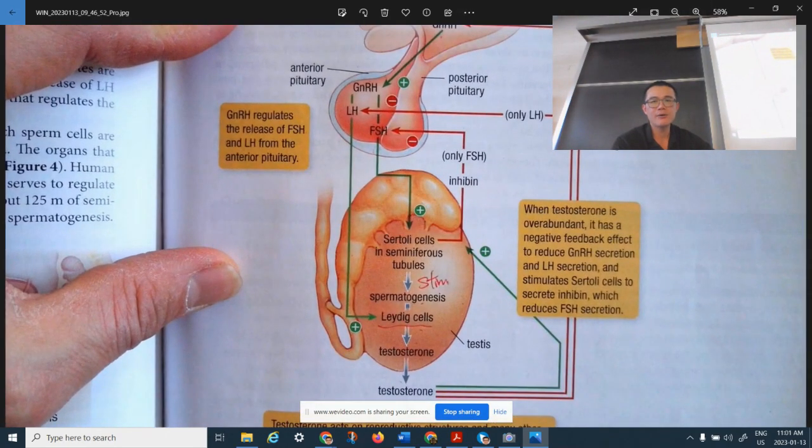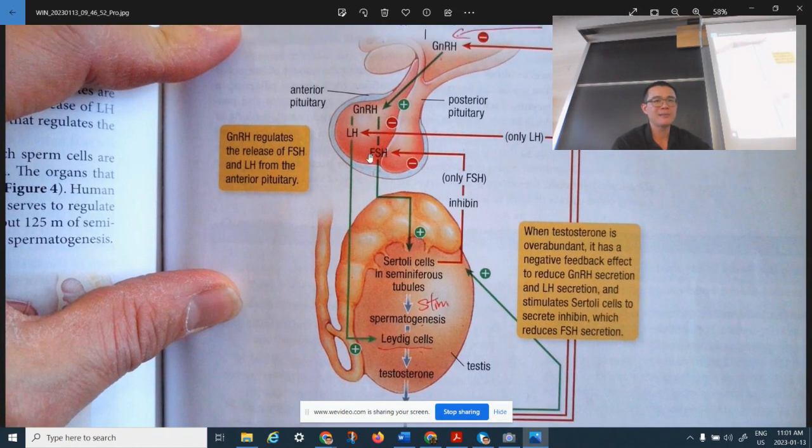By the way, you have red arrows here and green arrows with a plus sign. Green arrows with a plus sign means stimulates the release. Red arrow with a minus sign, that's inhibits. So FSH will go to the Sertoli cells that we saw earlier.